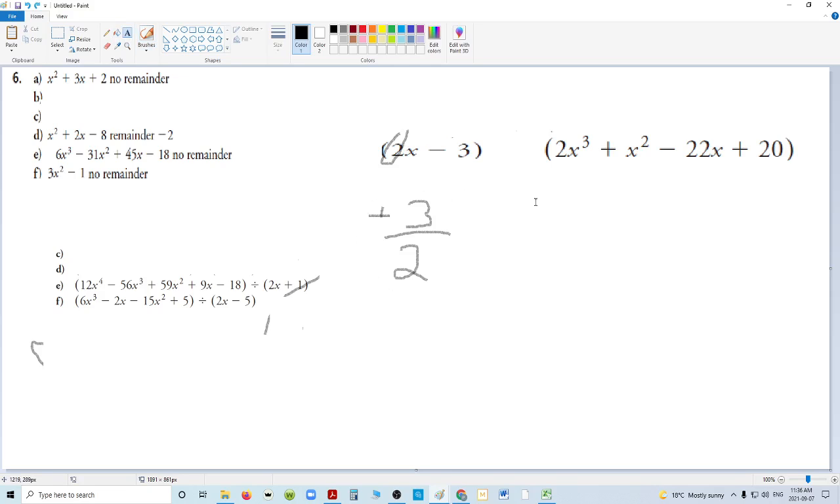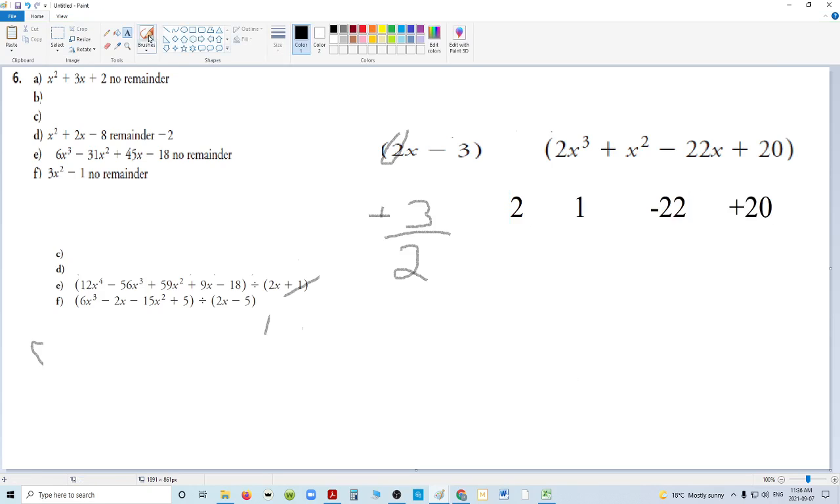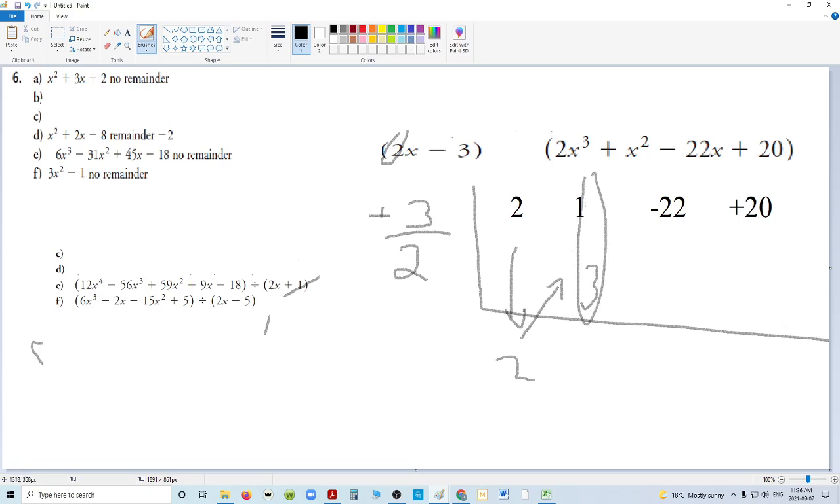But let's start with the coefficients here. 2, 1, and they all have representation there. And plus 20. Then we do our kind of reverse long division brackets. We start by bringing the 2 down. When I multiply the 2 times plus 3 over 2, the 2's cancel out, and it becomes 3. When I add these, I get 4. When I multiply 4 times this, the 2 goes into the 4, becomes a 2, and I get plus 6.